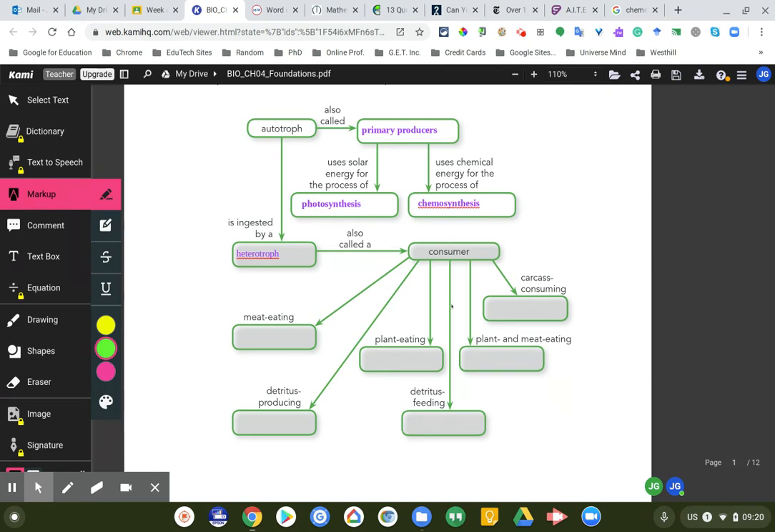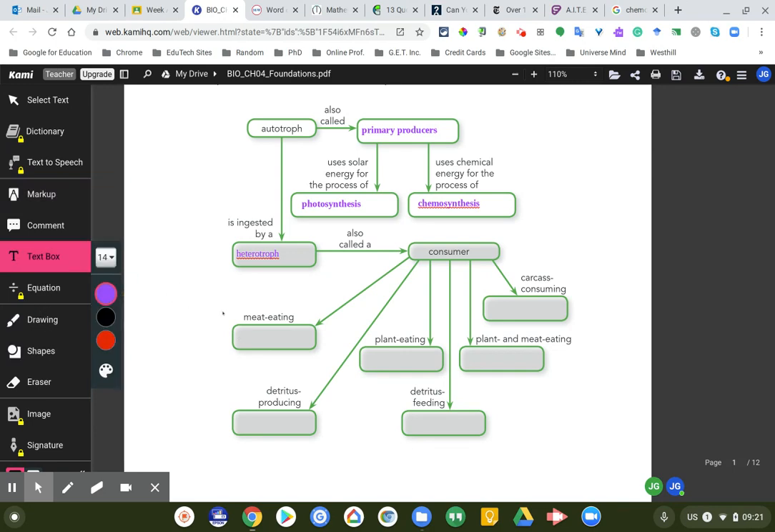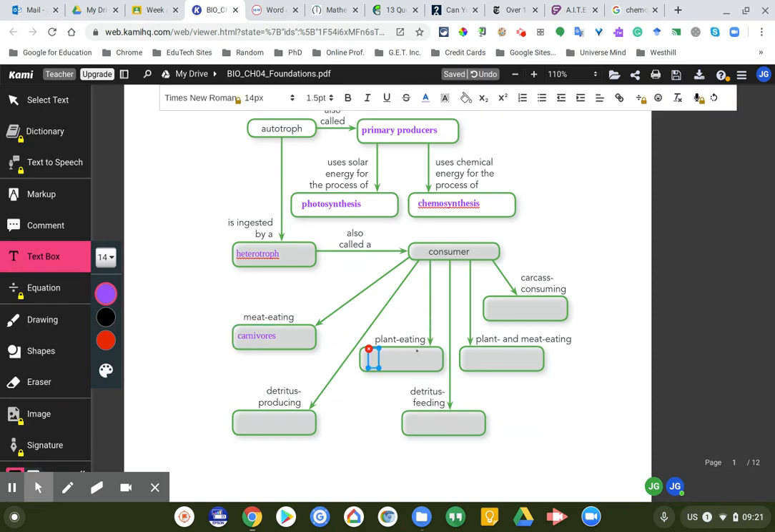And this is actually going to finish this little chart here. So a heterotroph is a consumer, and which ones are the meat eating ones? I think we're going to start over this way, because that's where it starts. Those are called carnivores. The plant eating ones are called herbivores. The carcass consuming ones are called scavengers.